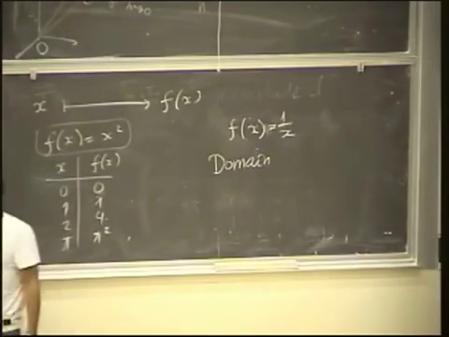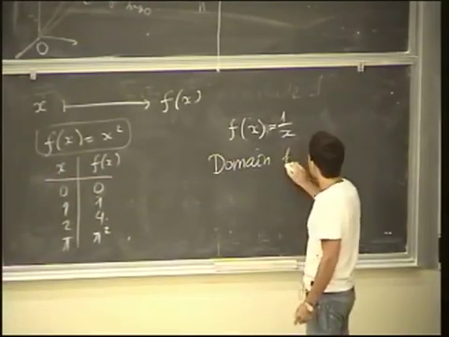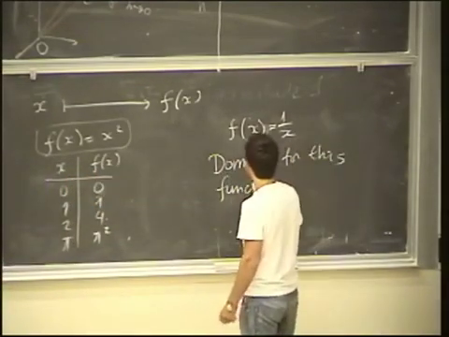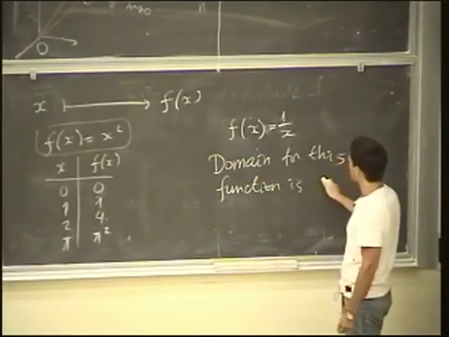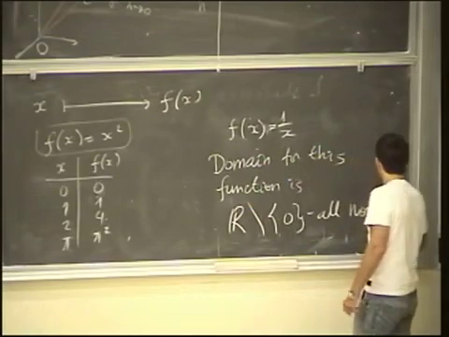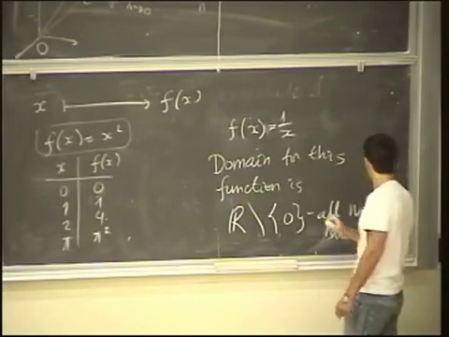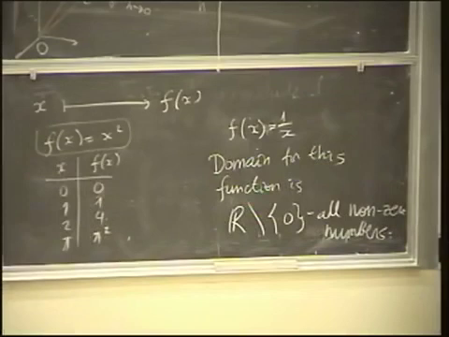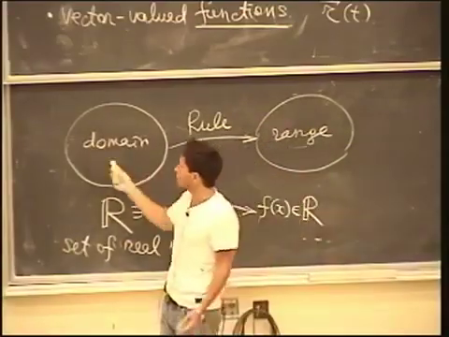So we have to make some adjustments. And the simplest adjustment is to say the domain for this function is not R, but is R without this point 0. So all non-zero numbers. Okay. But the function doesn't have to have as a domain R and a range R. A function could have any domain and any range.